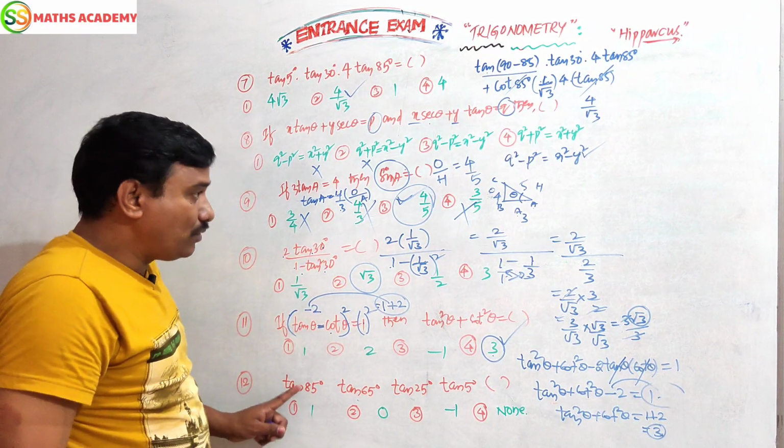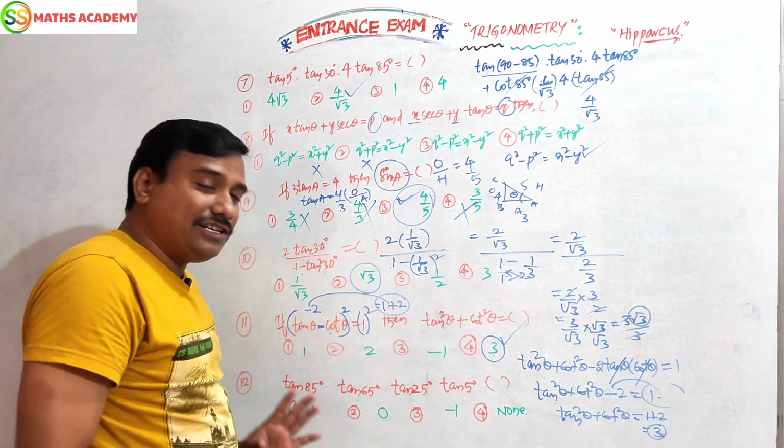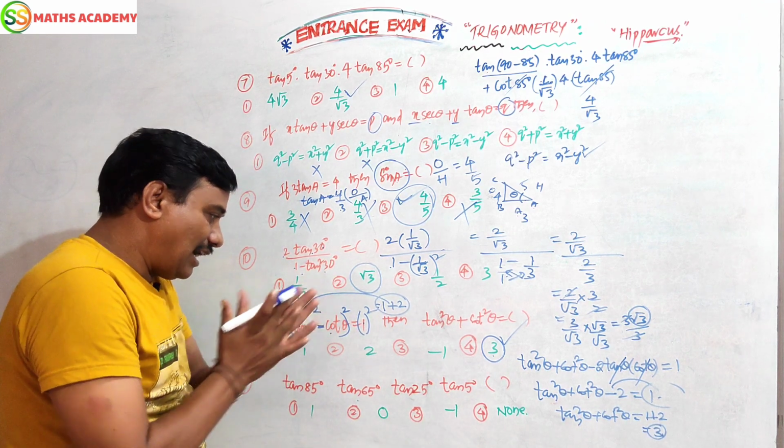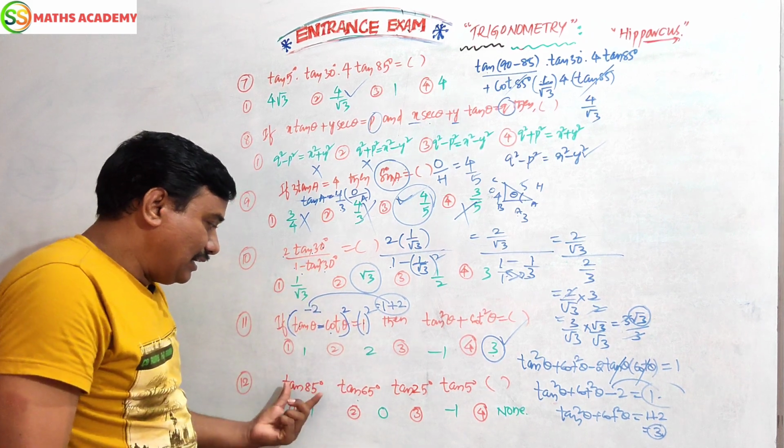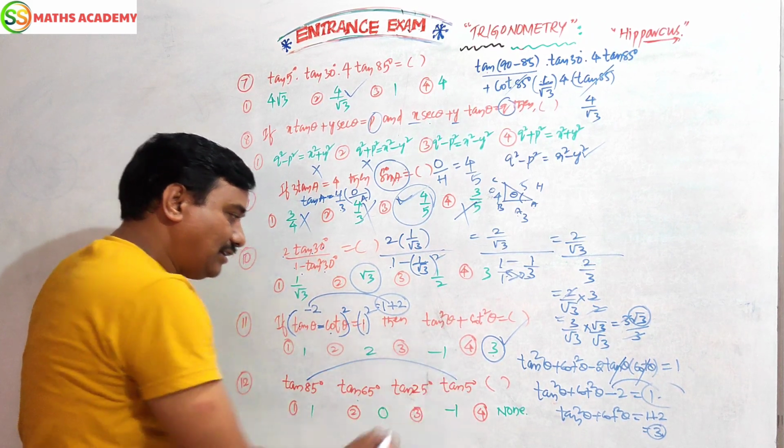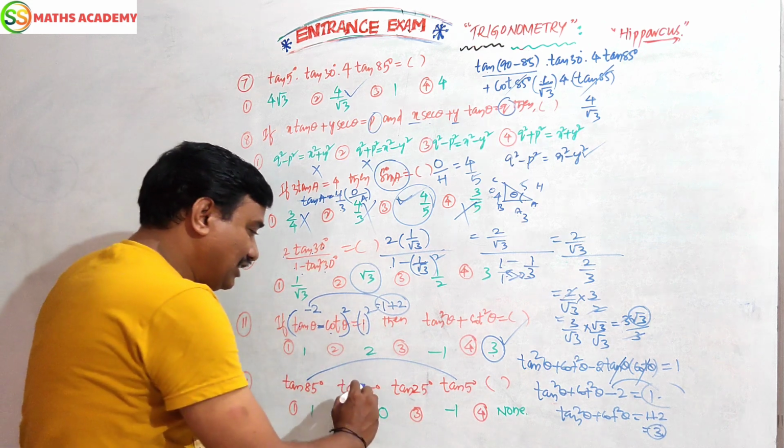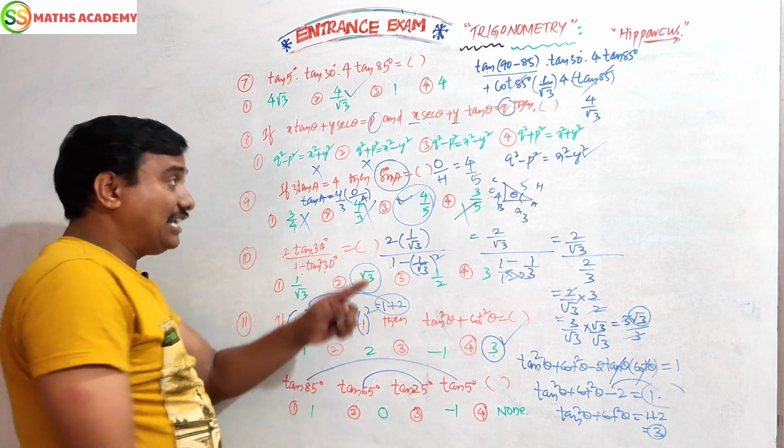Okay, now the last one: tan 85, tan 65, tan 25, tan 5. What is the value? The answer may be 1, we have to see. These two are complementary to each other. 85 plus 5 is 90, so these two are complementary to each other. So you can write like this.